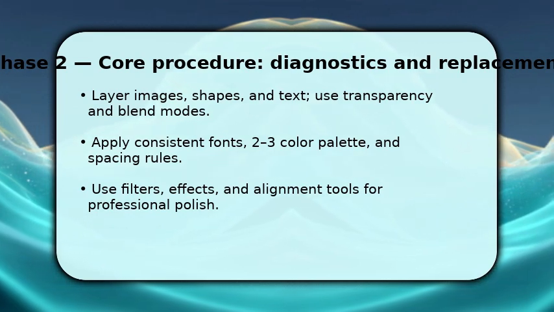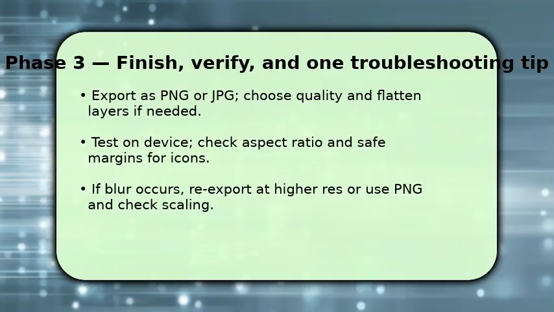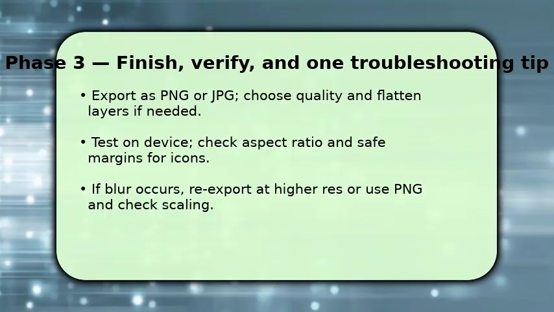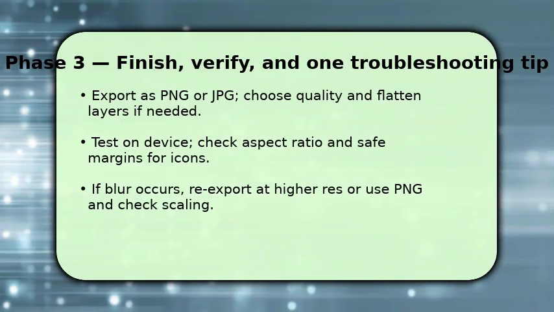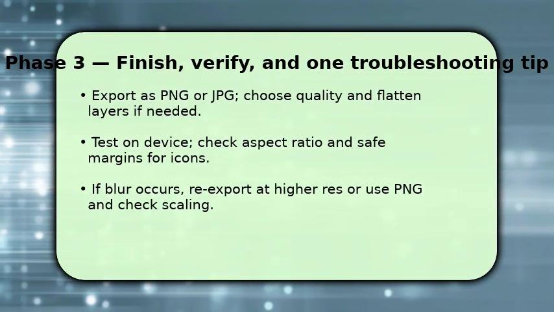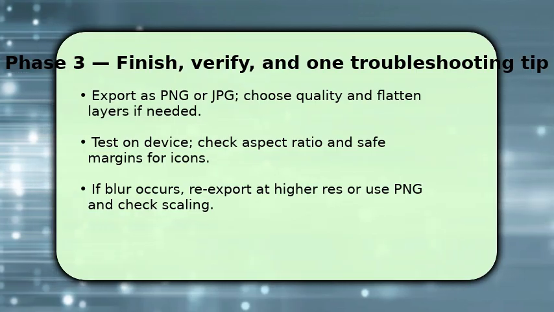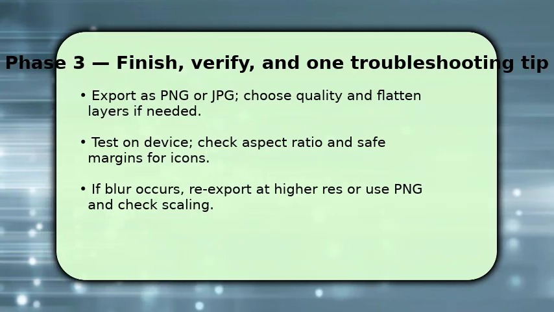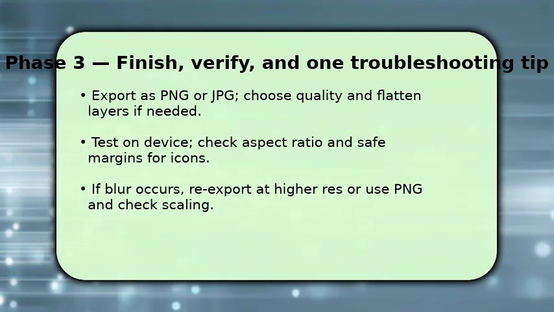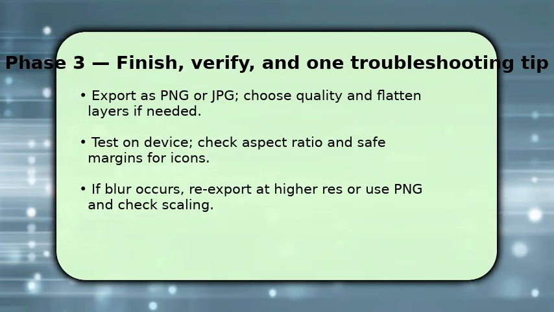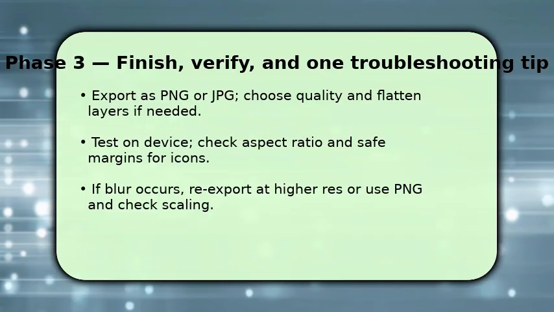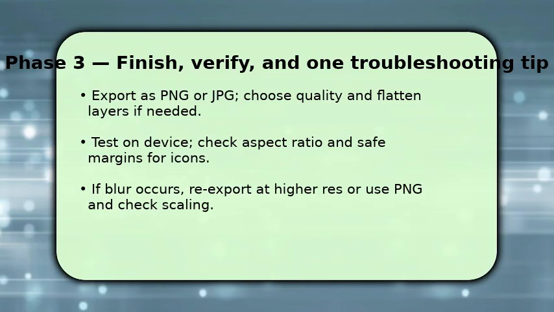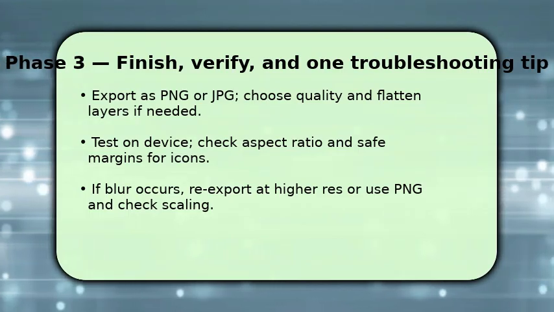You finalize by exporting at the correct format and quality: PNG for lossless clarity, JPG for smaller file size. Select high resolution if available. Once exported, install the wallpaper on your device and check that essential content sits inside safe margins and the aspect ratio matches. If the image looks blurry, re-export at a higher resolution or use PNG and confirm no downscaling occurs during device setup. If colors shift, recheck color profile and adjust brightness or contrast.